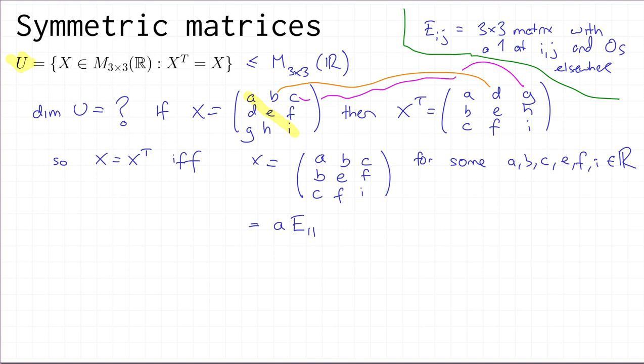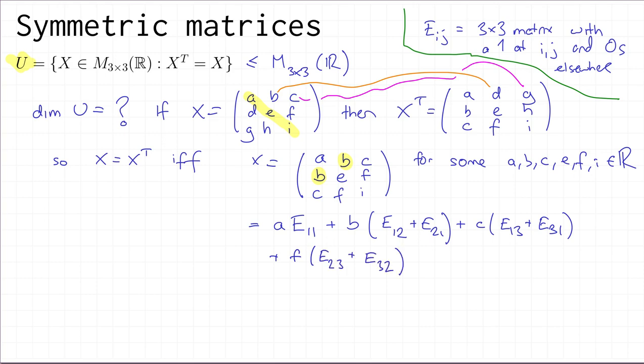Okay, that's going to be helpful because I can do things like this. We would have B times (E12 plus E21), because we've got these two B's here in position 1,2 and 2,1, and we would have C times (E13 plus E31) plus F times (E23 plus E32) plus, what have I missed? I've missed an E. Let's have an E times E22, and there is an I times E33. Just to be clear, my I here is a real number, just some arbitrary real number. It's not the square root of -1.